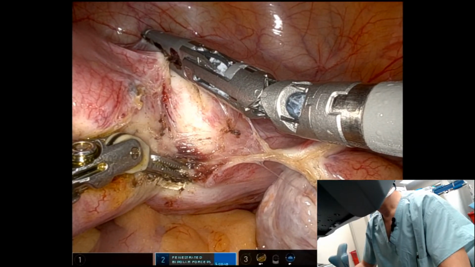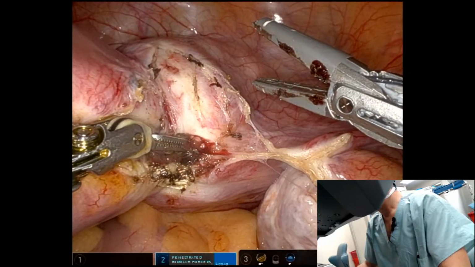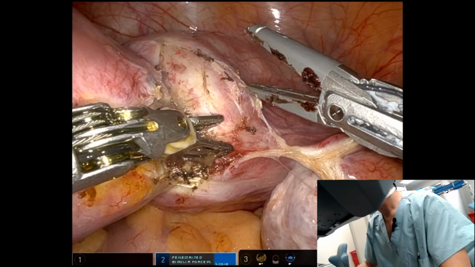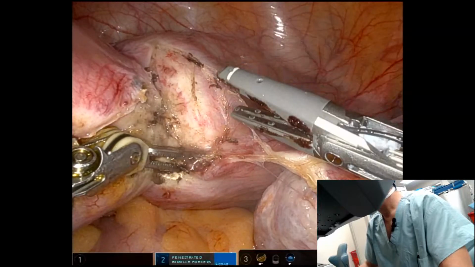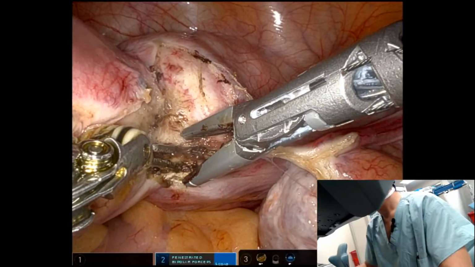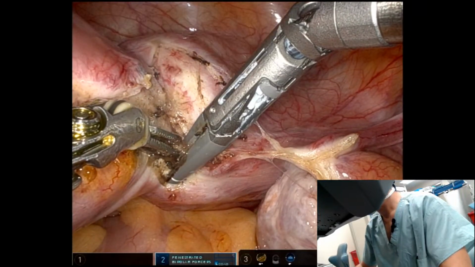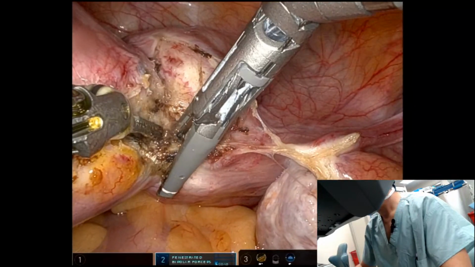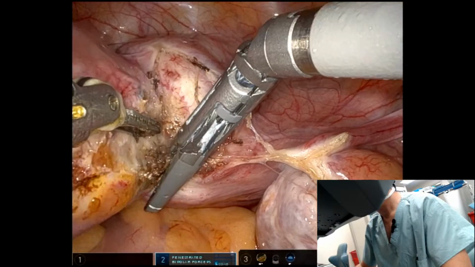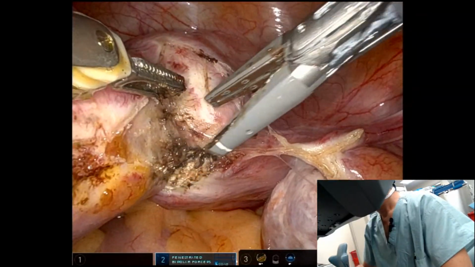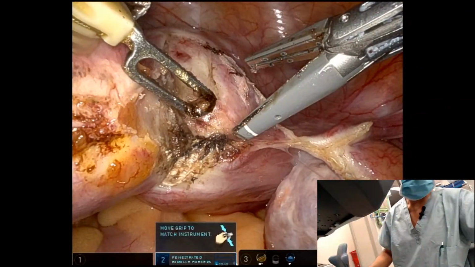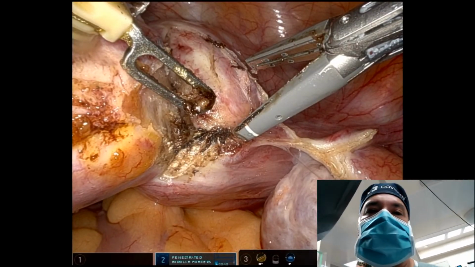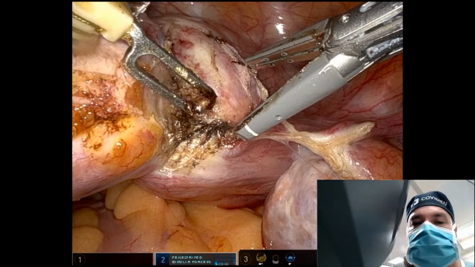Now we're getting the uterine artery with a bipolar instrument, but to make sure that it's hemostatic before transecting. Right here is the uterine artery. So we have to get first the uterine artery and the uterine vein, have good hemostasis before transecting.